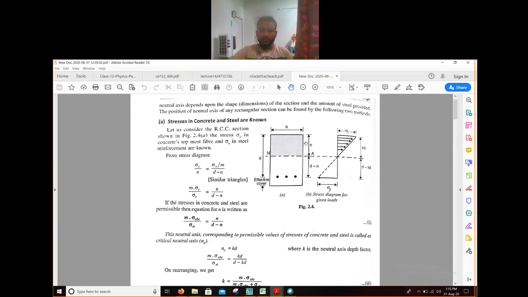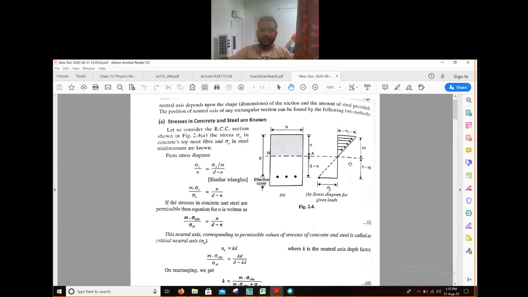I hope all of you know what the neutral axis is. The neutral axis is the imaginary axis at which both tension and compression are the same. That means both tensile stresses and compressive stresses are the same. So this is the imaginary line. If this height is n, meaning the depth of the neutral axis, then this height will become d minus n. I hope all of you have understood this.